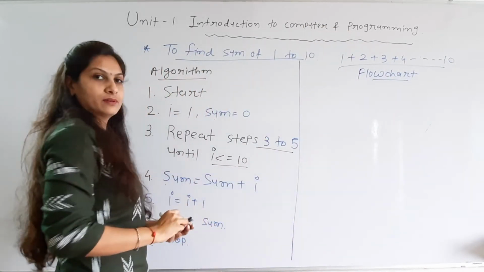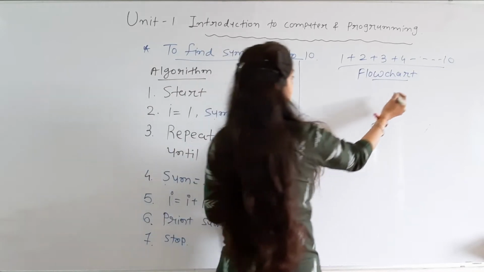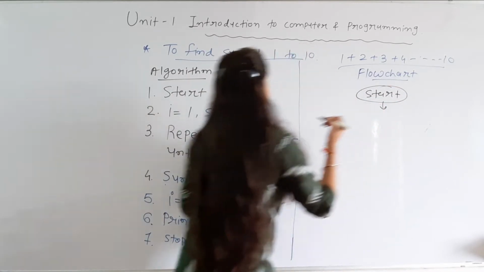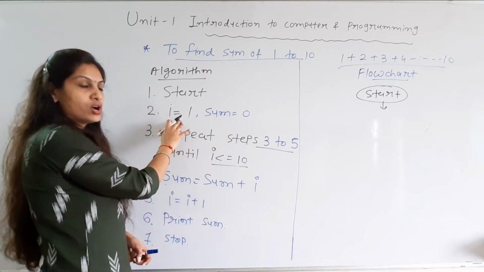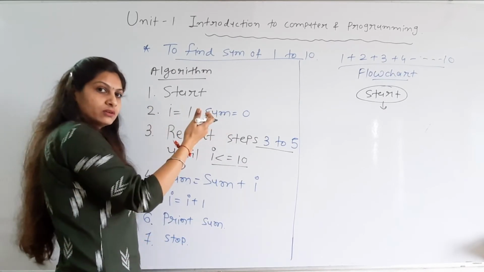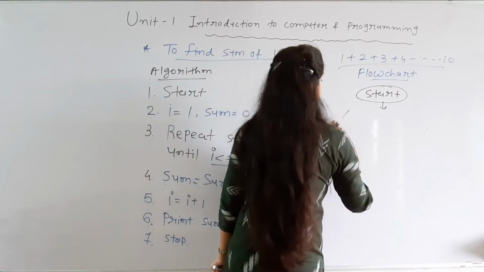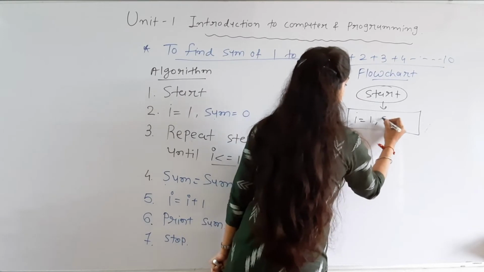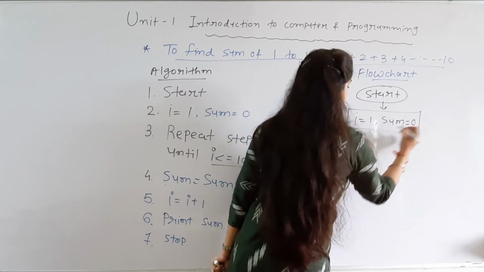First step, now you guys understand very well. Start. Second, in which symbol? These two are input, we have to give. So it is in a rectangle form. I equals 1 and sum equals 0.